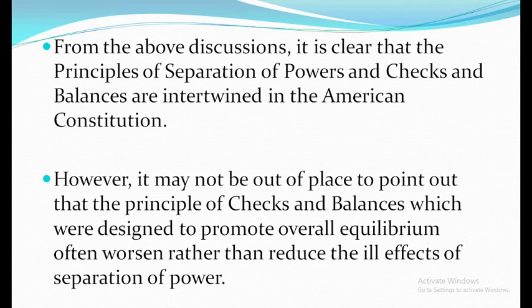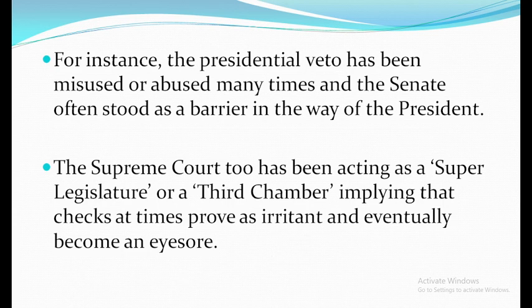Checks and balances is actually meant to reduce the ill effect or the negative impact which may arise out of the separation of power. But instead of reducing such negative impact, the principle sometimes increases the negative side of the principle of separation of power. For instance, the presidential veto has been misused or abused many times, and the Senate often stood as a barrier in the way of the president.